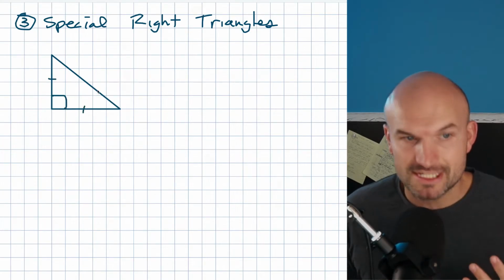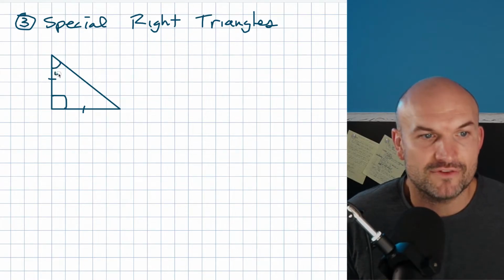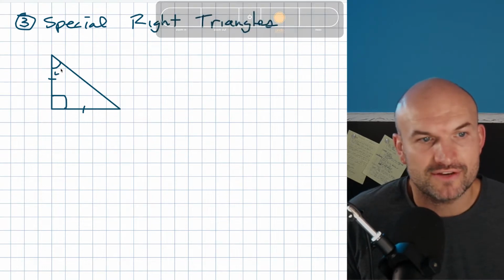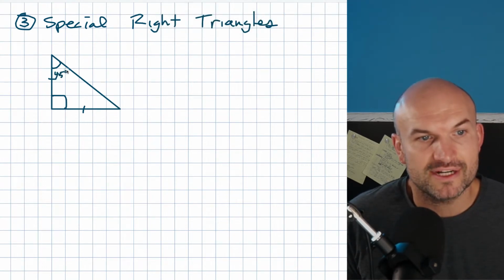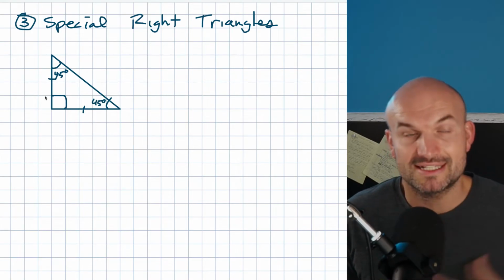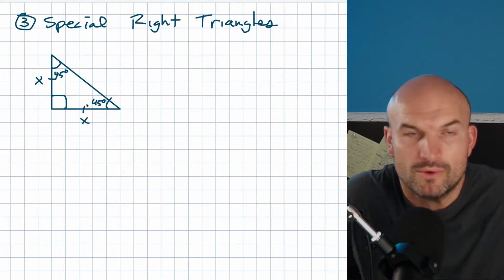But for right now, I just want you to know that if we have a right triangle that is what we call an isosceles right triangle, that means these two angles are going to be exactly the same. And therefore the measure of those two angles is going to be 45 degrees. So this is 45 degrees, and this angle is also 45 degrees. One thing I said that was really important: these two side lengths are going to be exactly the same, so we can just say they're x and x. Let's pretend we don't know what their measurement is.